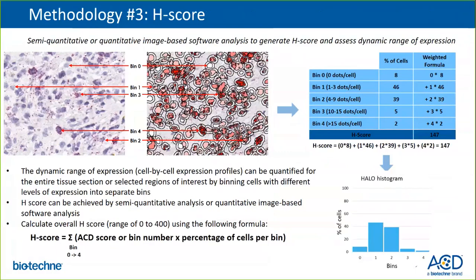One advantage of this method is that it gives you the dynamic range of expression, or cell-by-cell expression profile, and this can be quantified for the entire tissue section or selected region of interest. I should note that an H-score can be achieved by semi-quantitative analysis or quantitative image-based software analysis, where the percentage of cells within each bin is known. Also at ACD, we typically use a 4-bin system for our calculations as defined in this table.